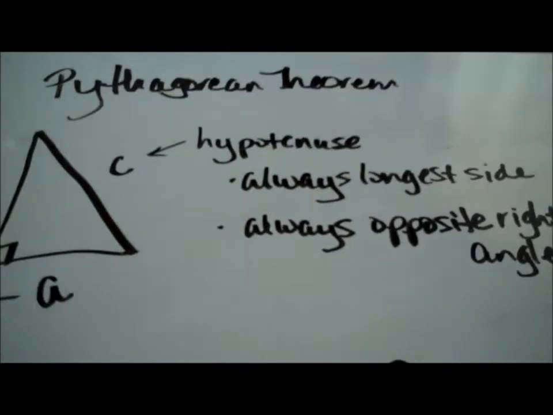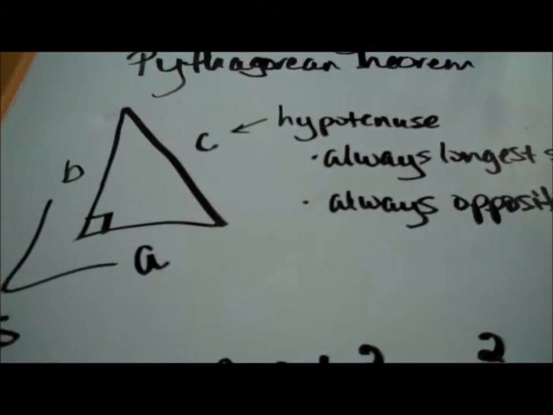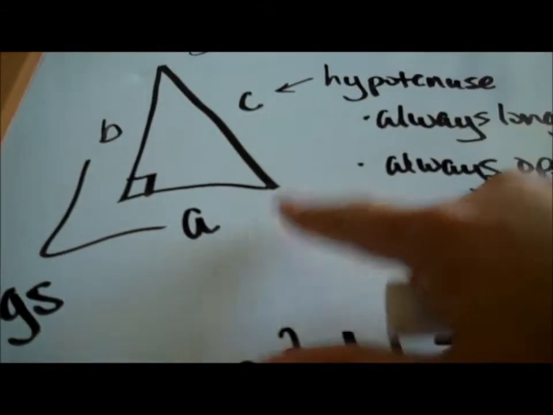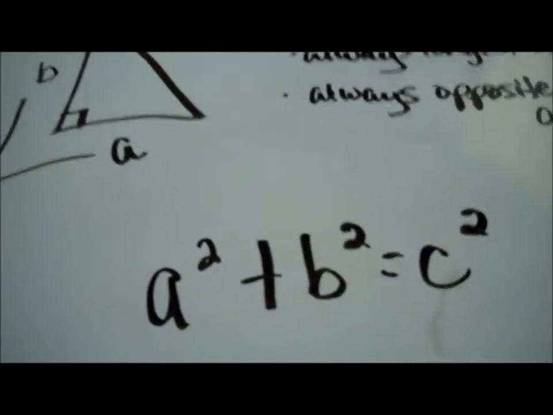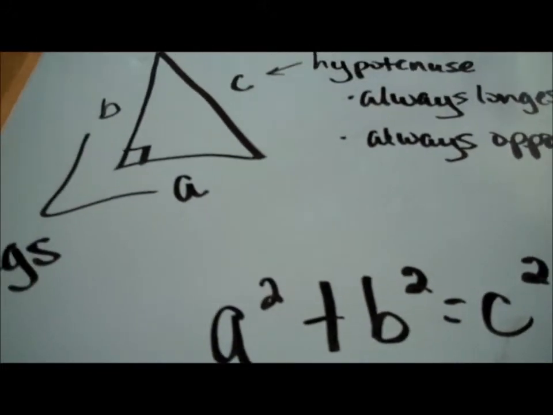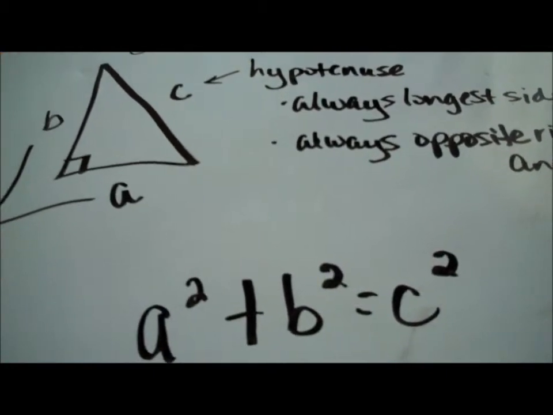One of the things that we need to go over for this section is the Pythagorean theorem. The Pythagorean theorem says that if you have a right triangle, their sides squared, a squared plus b squared equals c squared.